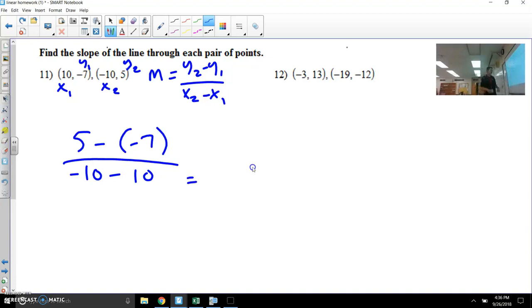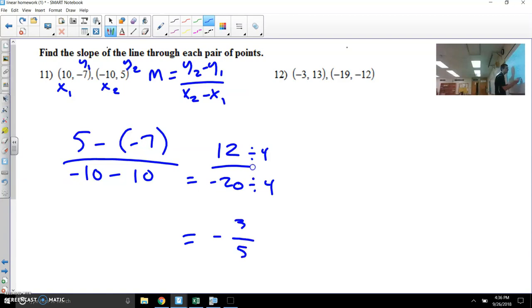So minus a minus is making this a positive, and 5 plus 7 is 12. Here it's like -10 minus 10 more, so that's -20. Now the biggest number that goes into both of these is 4. So we're going to divide both of these by 4, and you get -3/5. And that's how you can simplify it. Sorry. I'm just messing this up. Let's try this again. -3/5.